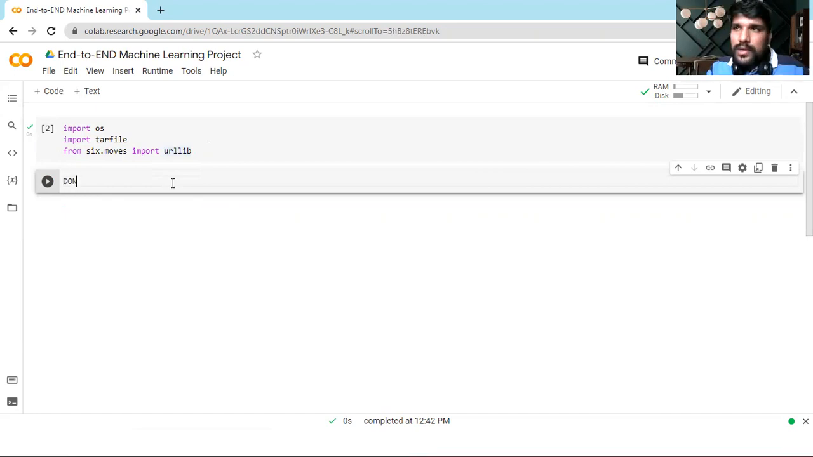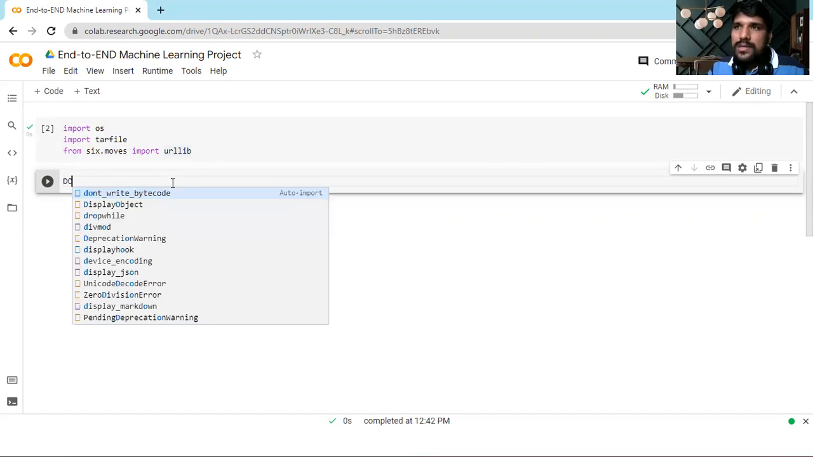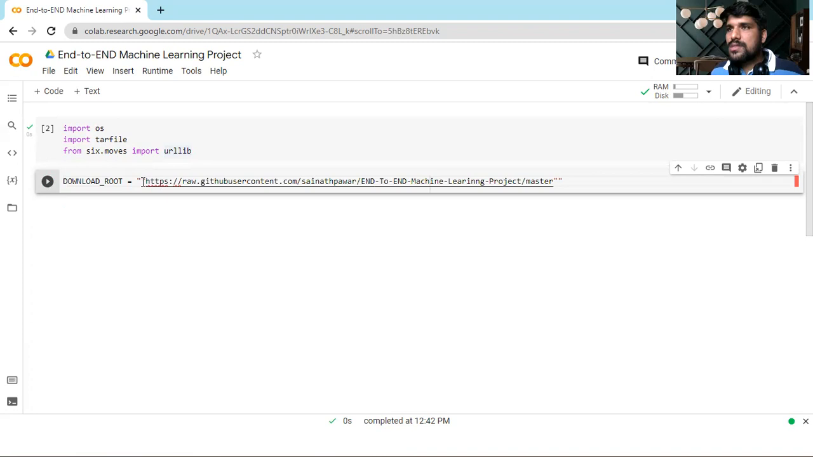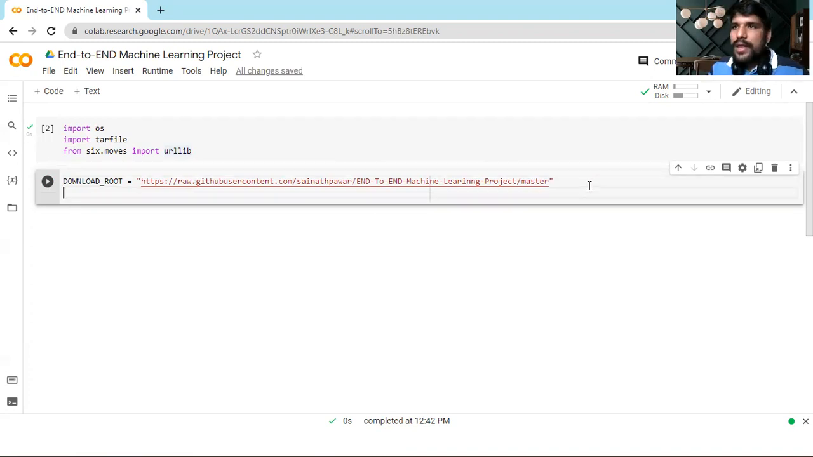So first let's mention the download root. The download root is a variable which contains my link where my data is stored. So let me copy that link and paste it here. Okay, so this is the link where I have my data. I will definitely share this so that you can also access it. So this is my link.